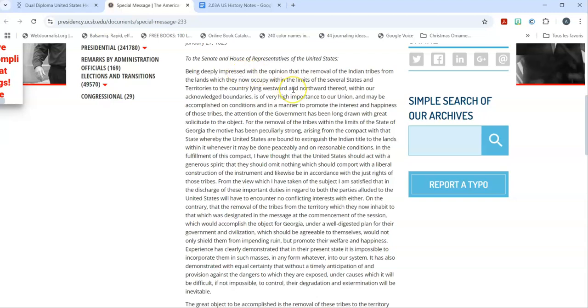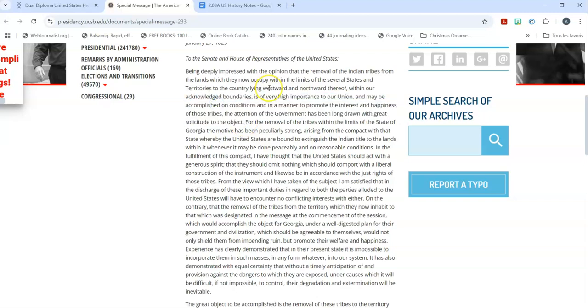To the Senate and House of Representatives of the United States, being deeply impressed with the opinion that the removal of the Indian tribes from the lands which they now occupy within the limits of the several states and territories to the country lying westward and northward thereof, within our acknowledged boundaries, is of very high importance to our Union, and may be accomplished on conditions and in a manner to promote the interest and happiness of those tribes. The attention of the government has been long drawn with great solicitude to the object.